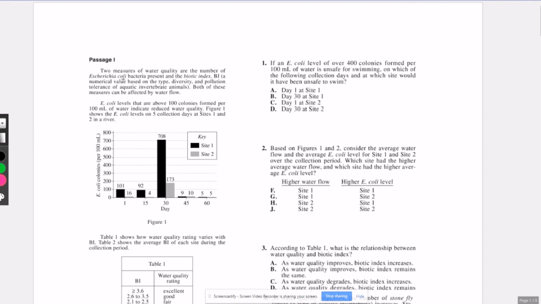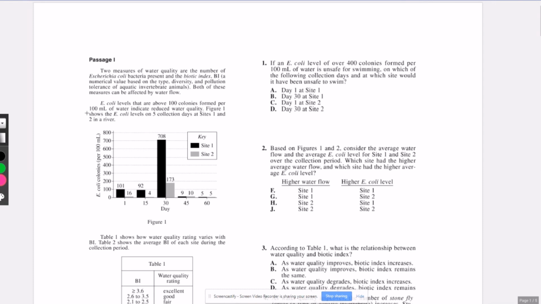Let's start with ACT Science Passage 1. So, two measures of water quality are the number of E. coli bacteria present and the biotic index, which is a numerical value based on all of these different factors. Both of the measures can be affected by water flow. Great. So let's look at the charts that we're given about all these things.